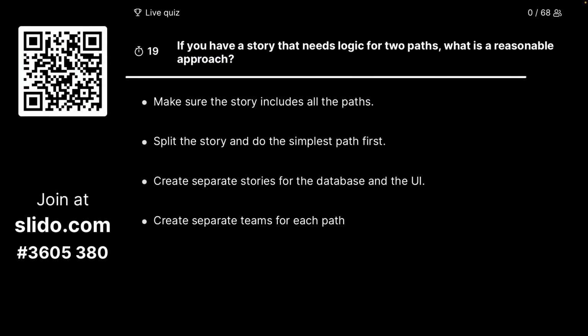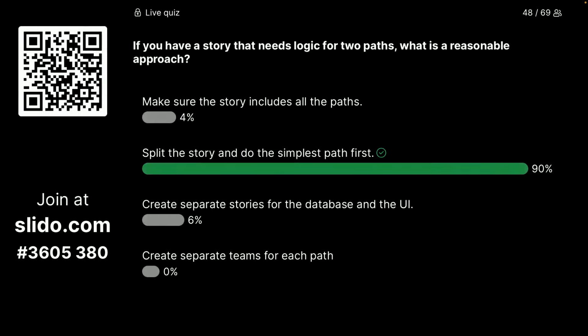If you have a story that needs logic for 2 paths, what is a reasonable approach? Make sure the story includes all paths. Split the story and do the simplest path first. Create separate stories for the database and the UI, or create separate teams for each path. What is a reasonable approach when you have a story that needs logic for 2 paths? Yes, splitting the story and doing the simplest path first.